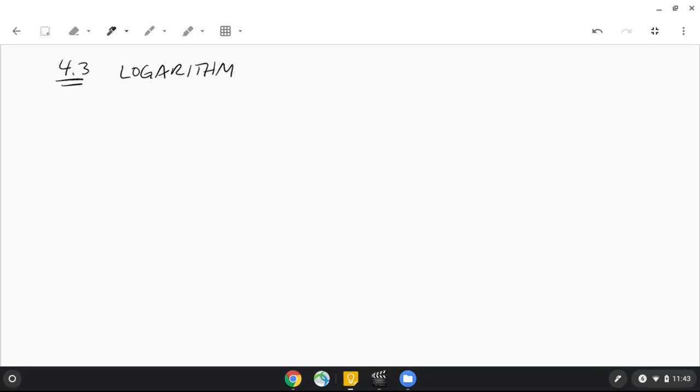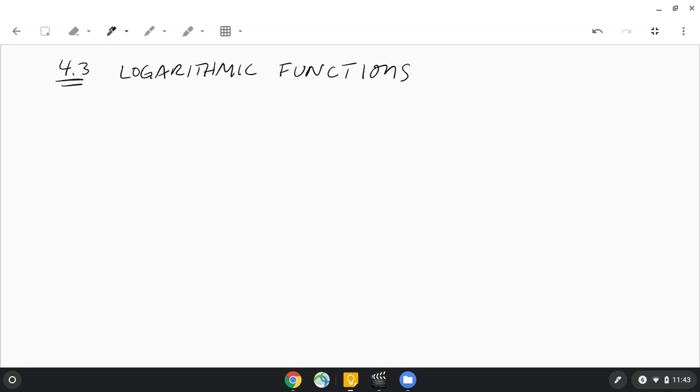So here in 4.3, we will just be looking at an introduction to log functions. We'll take a look at its relationship to exponential functions. We'll look at how to evaluate them, and we'll look at how to graph them. Okay, so here we have the log function.